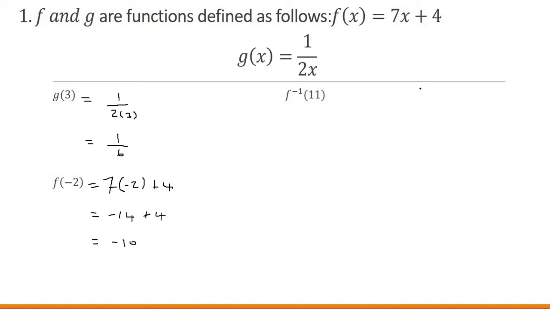We know that f of x is actually equal to 7x plus 4. Now if we want to find the inverse of this function, we should let f of x equal y. So if we write the function in terms of y, what we will have is y is going to equal to 7x plus 4.